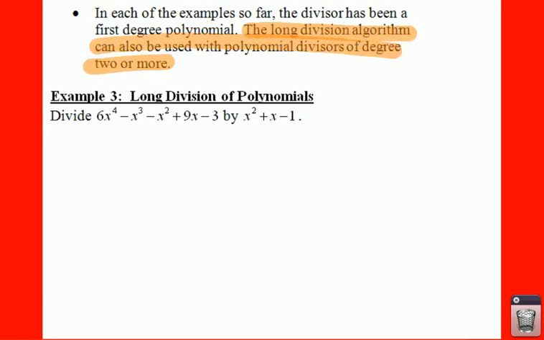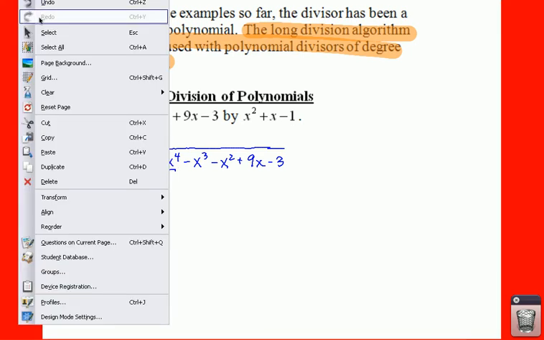Cannot use synthetic. So you may have something where you have to divide x squared plus x minus 1, and then on the inside we have an x to the fourth, 3, 2, 1, 0, so we don't have to put any placeholders in. Write these out. I think I figured out why they call it long division. It takes forever.